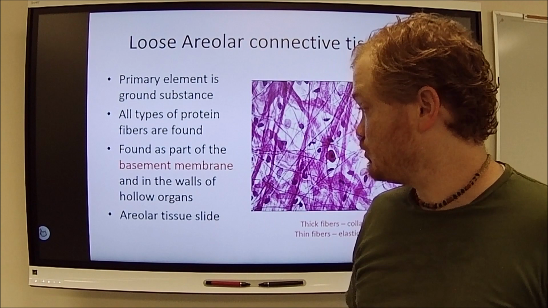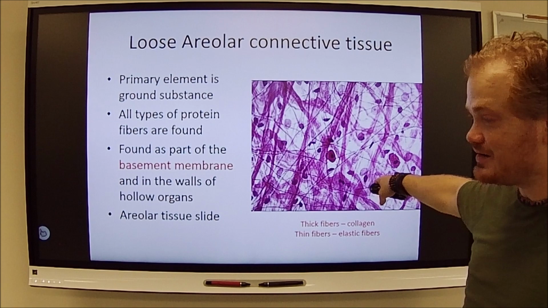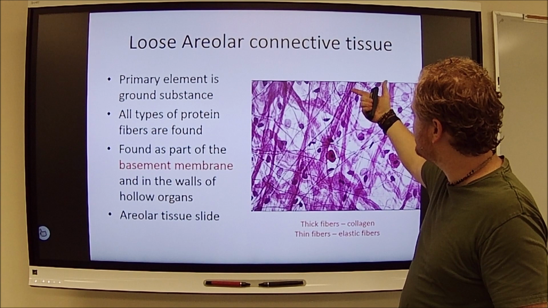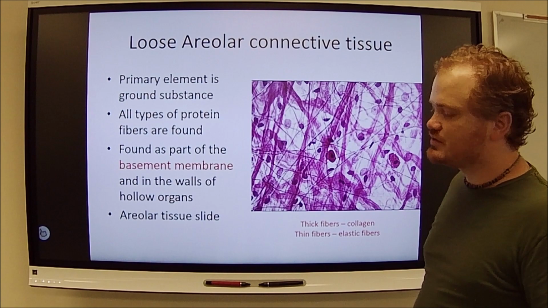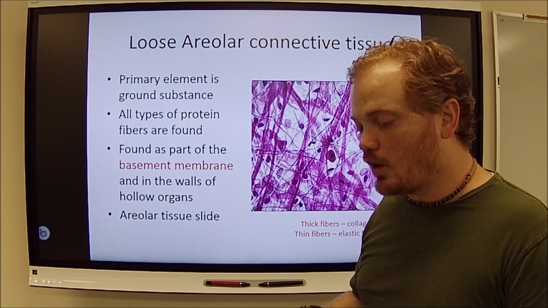Now, areolar connective tissue is very easy to identify. It's got a very classic look to it. It's kind of open and airy, areolar. The thick fibers in the background, these kind of pink ones there, those are collagen fibers, and the thin ones in the foreground are the elastic fibers. You can see them quite clearly, and again, this clear background, this is the matrix in which you find the other materials, and it is quite gel-like, this ground substance, if you will.